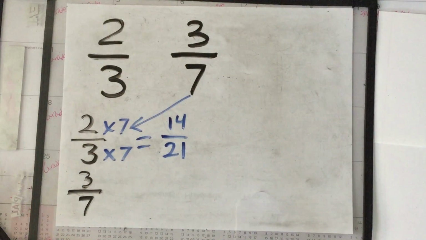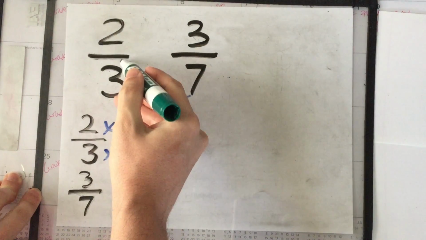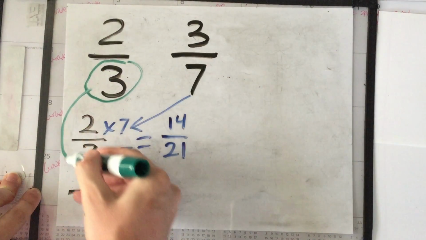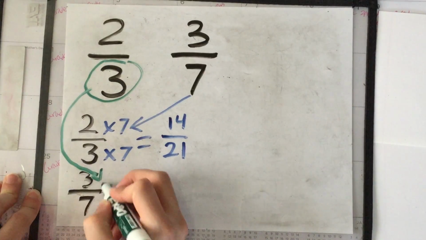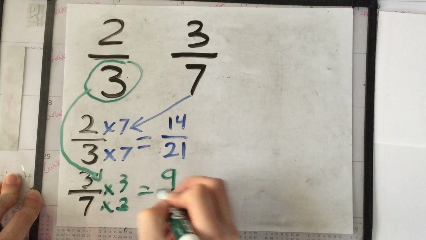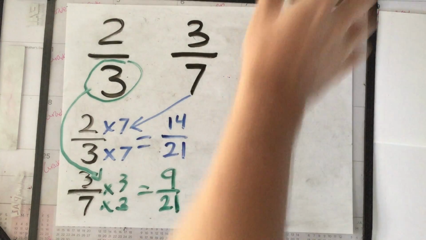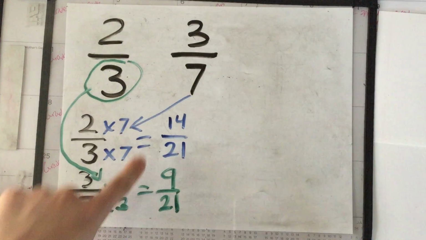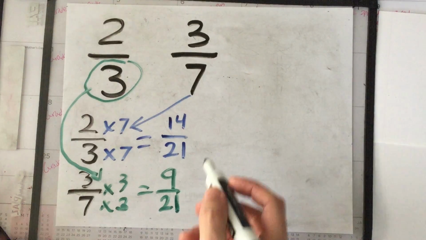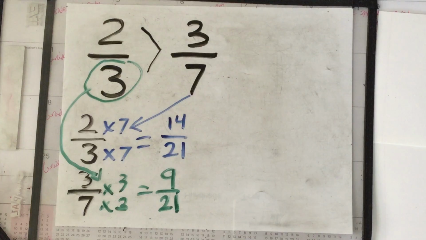Now, we can do the same thing. If we multiply this fraction by the denominator on the other side, which is a 3, look at that. I now have 21sts as my denominator, so I can compare these fractions now. 14 or 9. 14 is the bigger number, which means 2/3 is the bigger fraction.